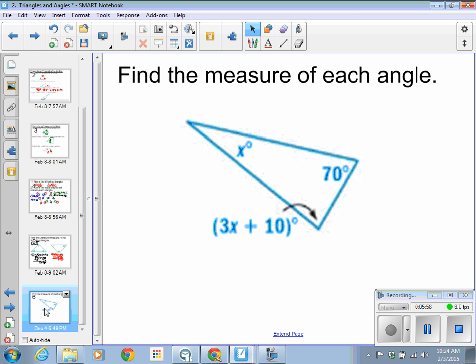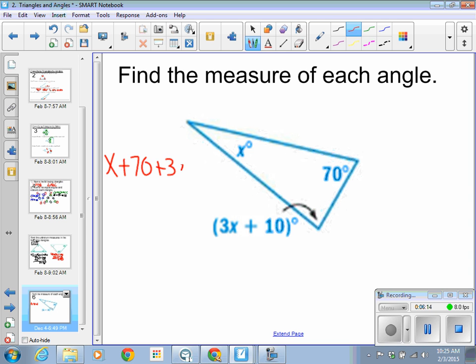What about some trickier numbers, some variables in the expressions? Well, the rules are the same. We have all angles, we should get 180. So we're going to go x plus 70 plus 3x plus 10 equals 180. Now we're going to combine like terms. x and 3x gives us 4x. 70 and 10 is 80. And 180 has not changed yet. Subtract 80 from both sides. 180 minus 80 is 100.